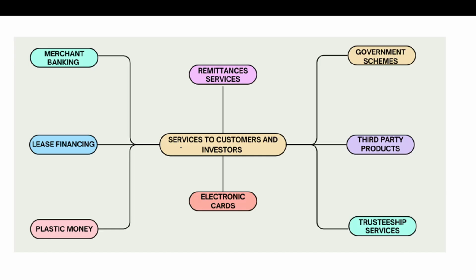Now let's move forward to the services which banks provide to their customers and investors. In deposit products, banks provide different deposits to NRIs, which we'll see in our upcoming units. Say NRO, NRE, FCNR. So these are different kinds of accounts which a bank provides to non-resident Indians. Services to customers and investors.